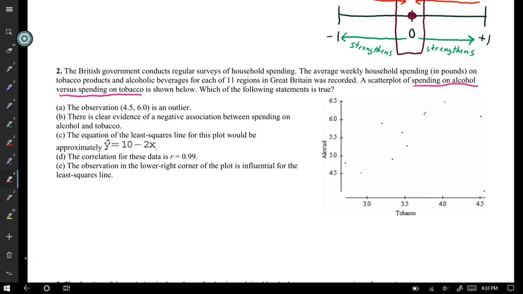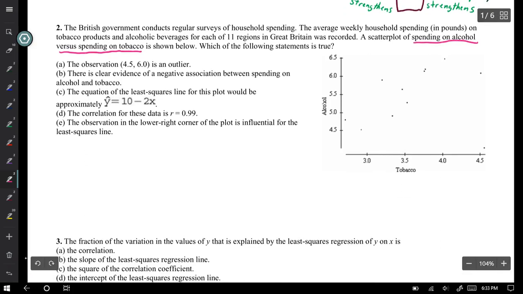I underlined the spending on alcohol versus spending on tobacco to highlight a point. Remember, we explained before in class, and I want to bring it up again. When you see the word versus, we have our y versus our x. We have our response variable versus our explanatory variable. Now, I know we can see from our graph that tobacco is the explanatory variable, alcohol is the response. But if they didn't give us the scatter plot, we have to be able to remember that from the prompt itself.